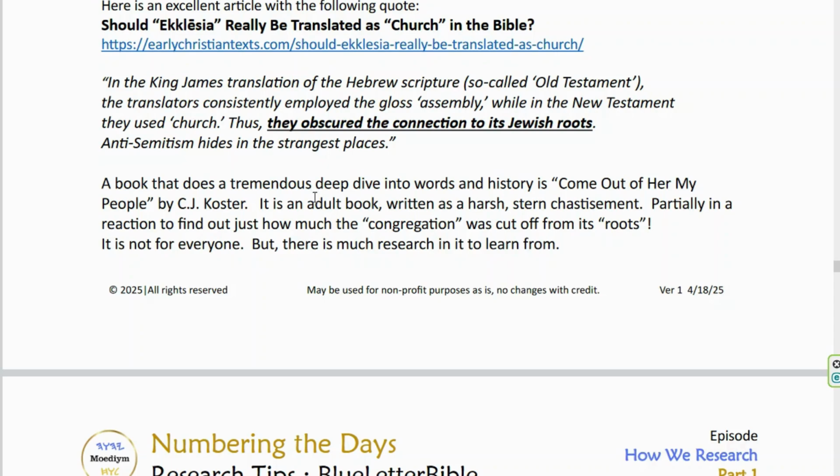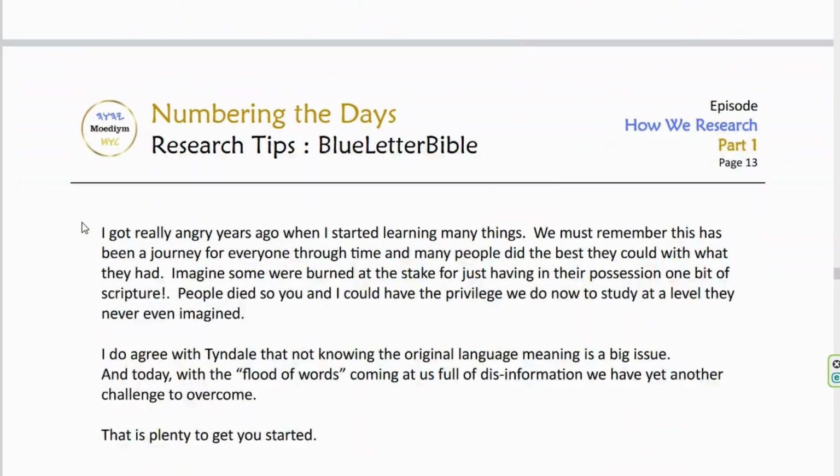A book that does a tremendous deep dive into words and history is Come Out of Her, My People. It is an adult book written as a harsh, stern chastisement. Partially, I think the authors had quite a reaction to find out just how much the congregation was cut off from its roots, as the author of this quote up here. This book is not for everyone, but they did a lot of research, and you can learn from them, but it's very harsh sounding. I just want you to be aware.